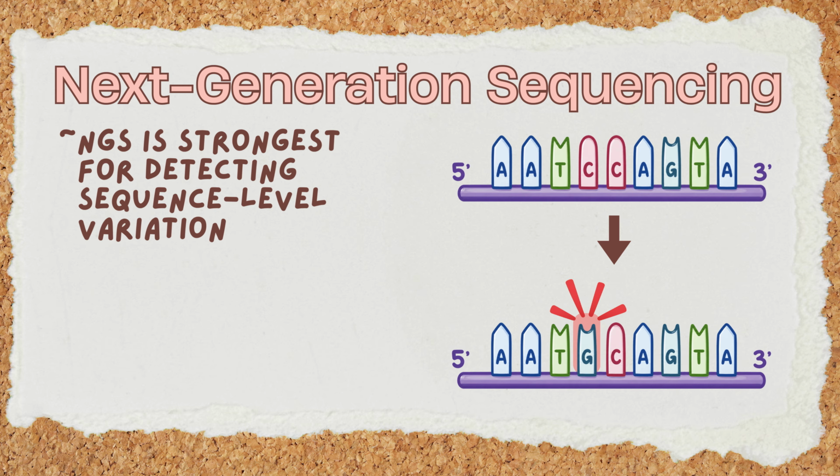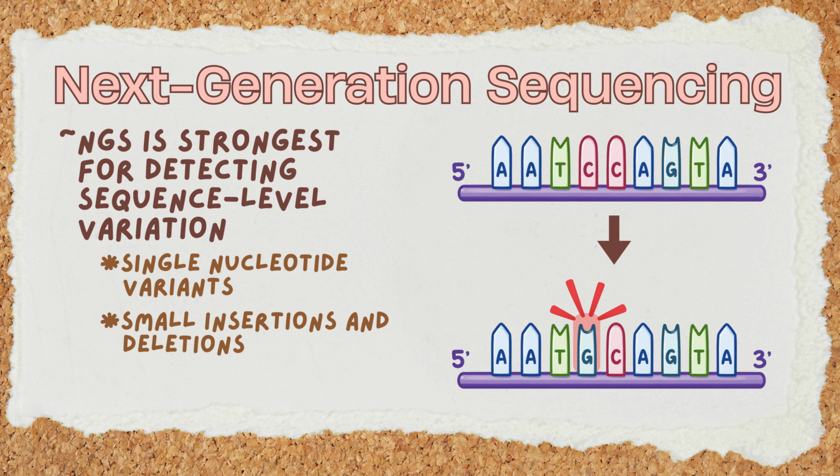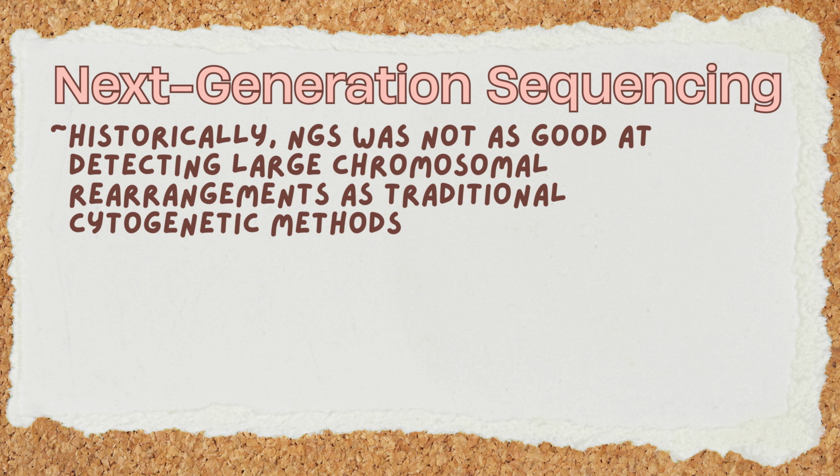NGS is strongest for detecting sequence-level variation. So it's excellent for identifying single nucleotide variants, small insertions and deletions, and increasingly certain structural variants depending on the platform and analysis pipeline. But historically, NGS was not as good at detecting large chromosomal rearrangements as traditional cytogenetic methods.